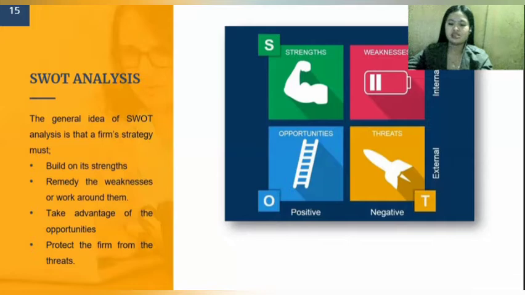Now, opportunities are external factors in your business environment that are likely to contribute to your success. And threats, these are external factors that you have no control over. So, you may want to consider putting in place contingency plans for dealing with them if they occur.